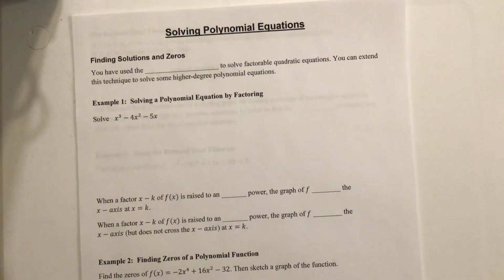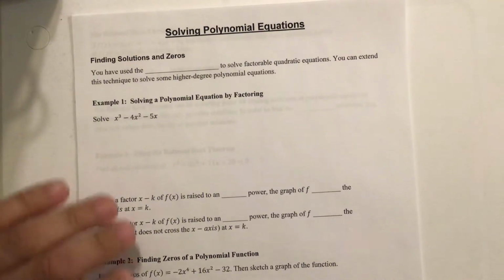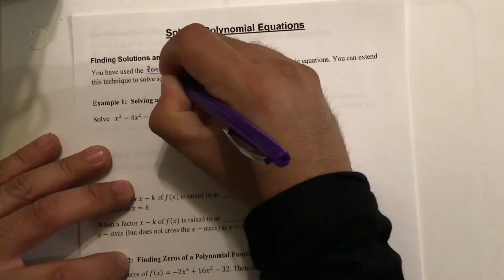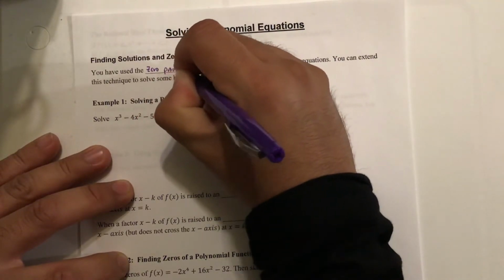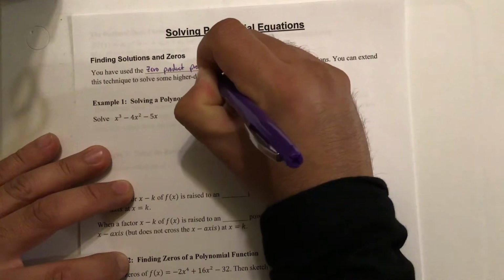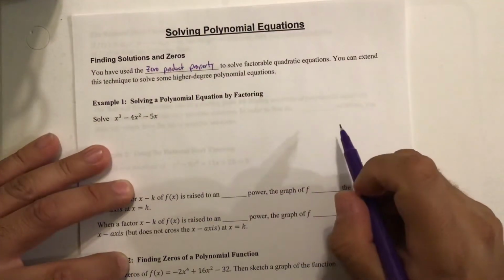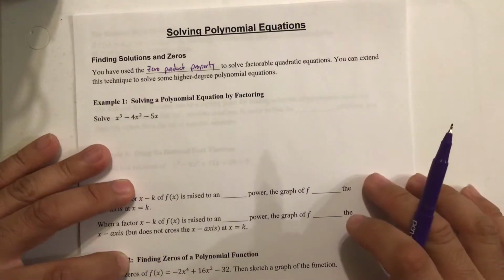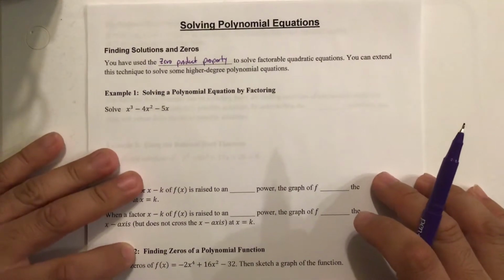All right, so these are the notes for solving polynomial equations. So we're finding solutions and zeros. It's going to be kind of what we've already been doing with the factoring, but now we're going to add in the solving part. It says, you have used the zero product property to solve factorable quadratic equations. You can extend this technique to solve some higher degree polynomial equations.